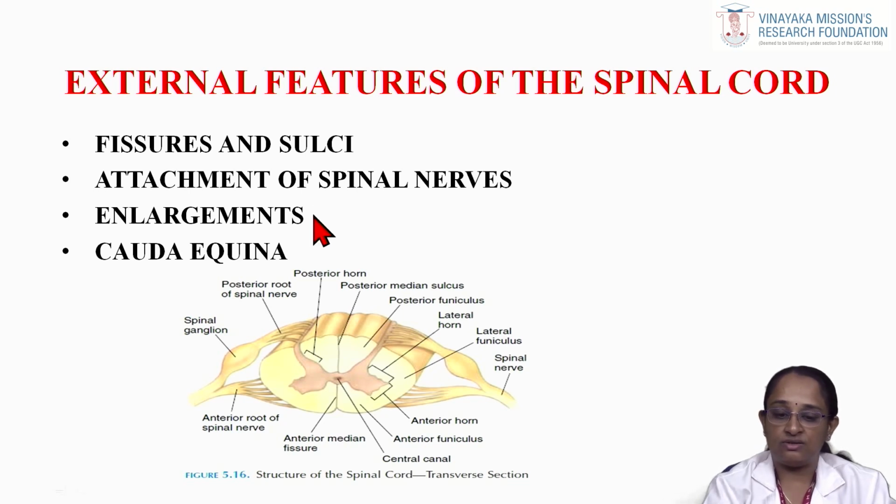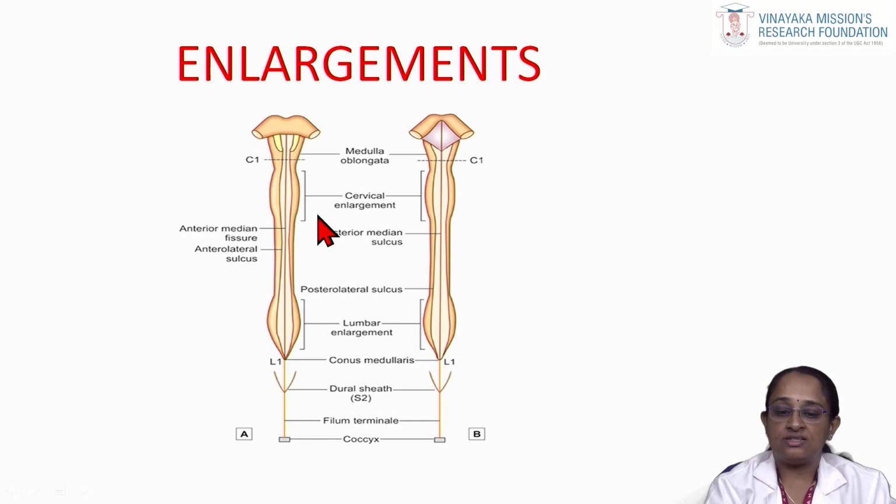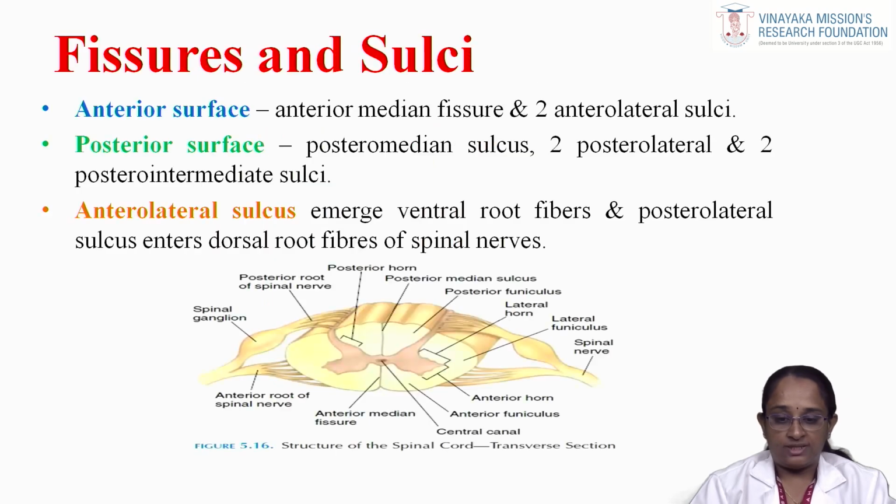Then the last one that we want to know is enlargements. There are two enlargements. One is the cervical enlargement and the other is called the lumbar enlargement. You can see the picture here. Cervical enlargement, then lumbar enlargement. We will see the picture, and this one we have said: anterior surface, anteromedian fissure, anterolateral sulcus.